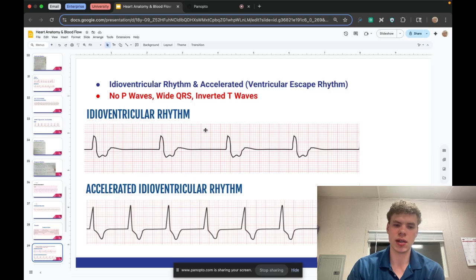So as you can see, this is a slow rhythm because the boxes are far apart. And this is accelerated idioventricular rhythm, right? See that?